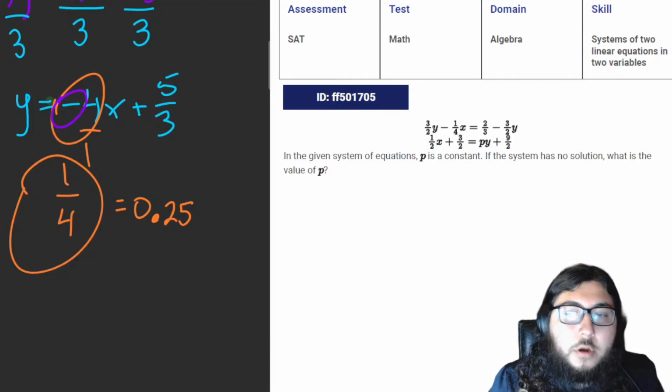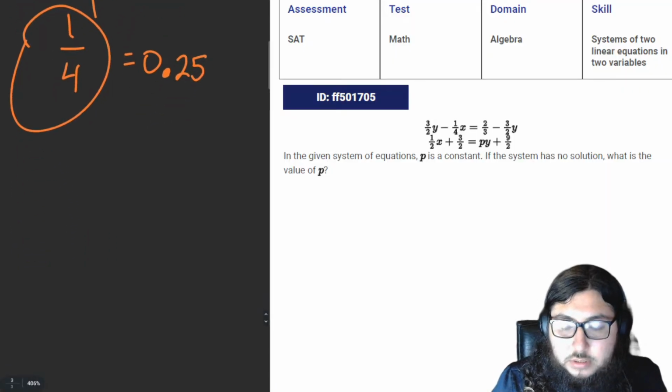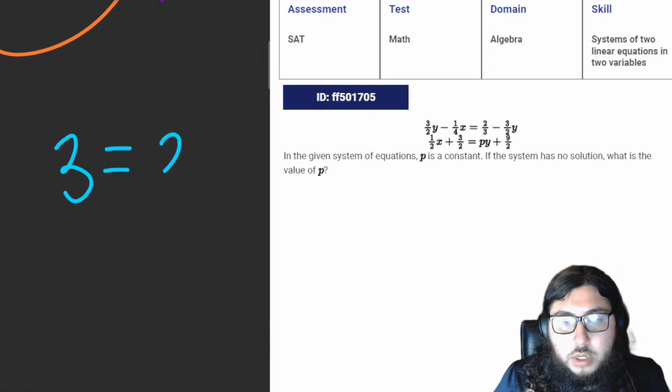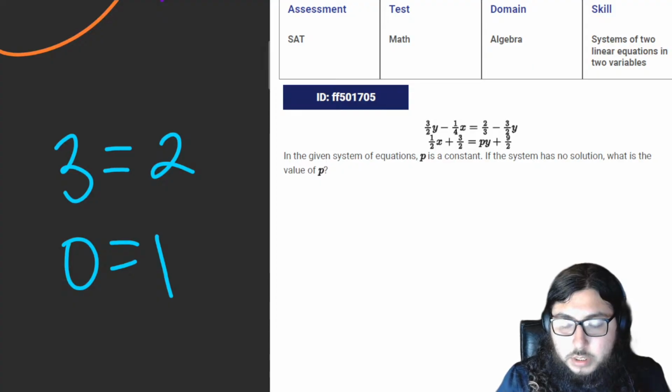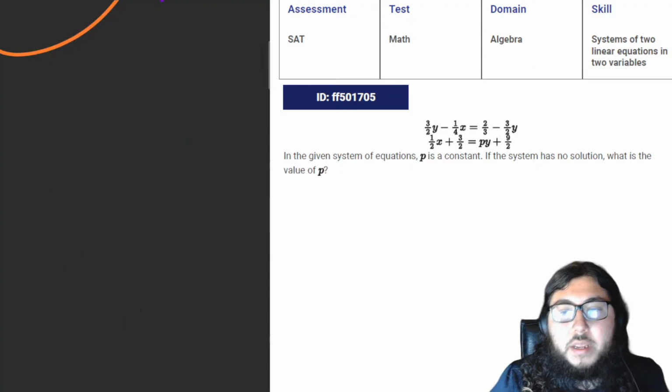If the system has no solution, what is the value of p? Recall that a system has no solution when you get something nonsensical, like 3 is equal to 2, something that just isn't true and doesn't make sense. So if we can reduce the system to something that doesn't make sense, then we have a system that has no solution.